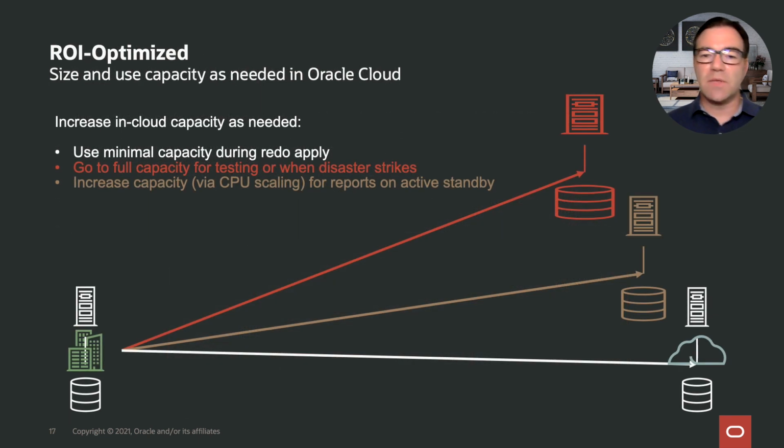So as you can see, Data Guard, especially Active Data Guard, is really return on investment optimized, or in short, ROI optimized. You can enable features as you need them, but you can also size and use capacity as needed, specifically in Oracle Cloud. Now, some of this may apply to other clouds, and even in the Oracle Cloud, there are different configurations in which you can have Data Guard. You can have it as the Database Cloud Service, DBCS, or as part of the Exadata Cloud Service, ExaCS.